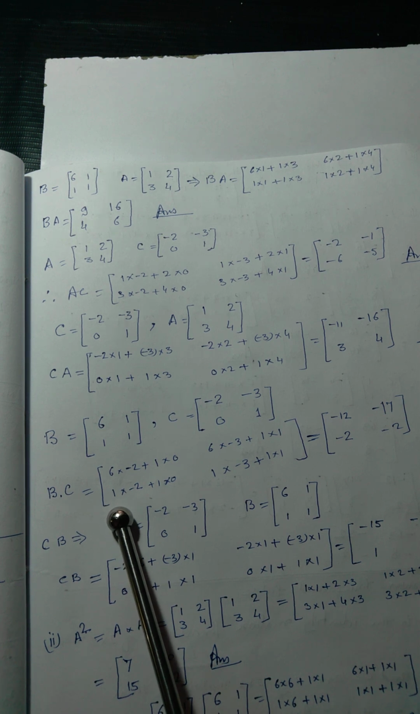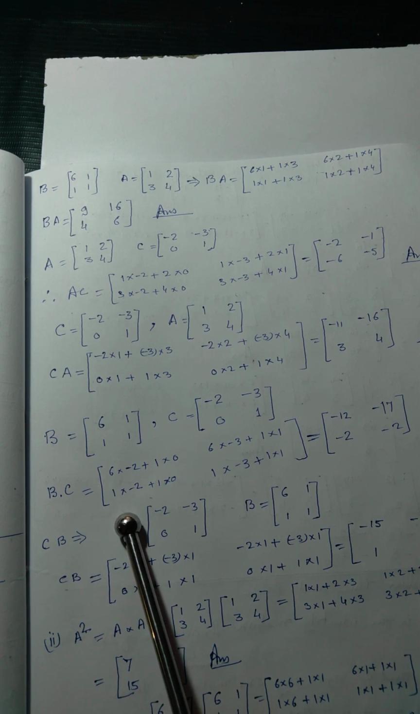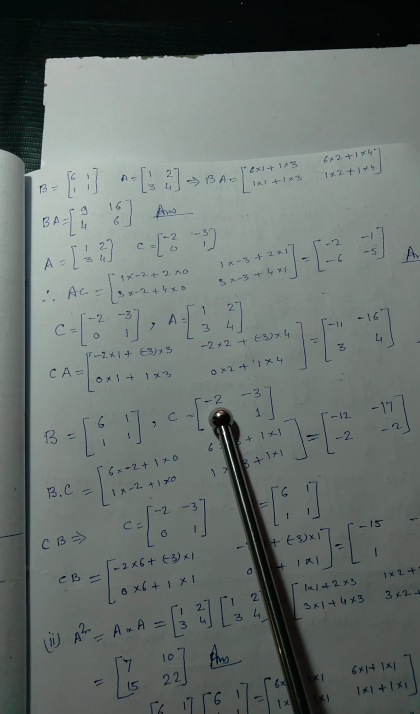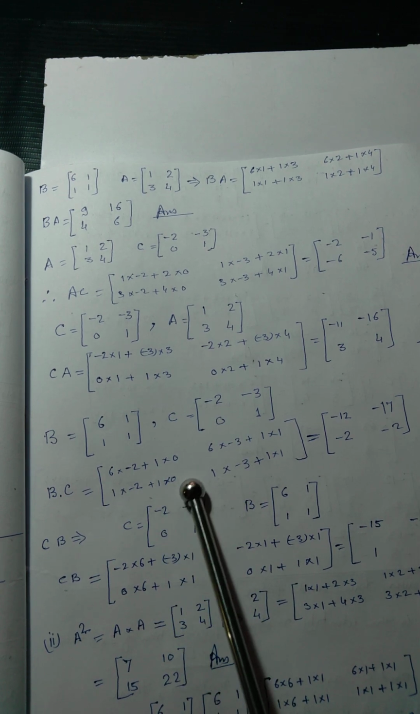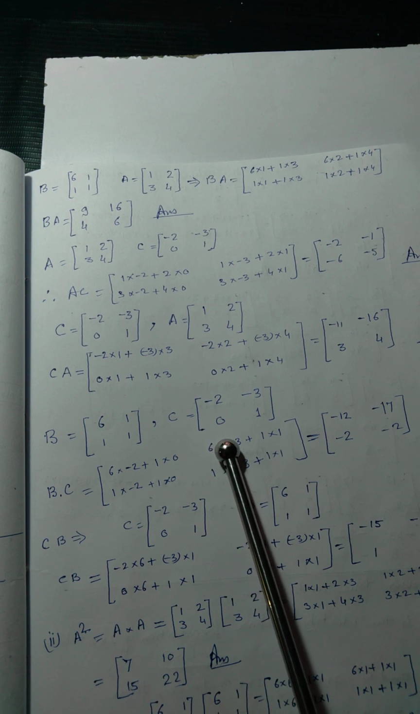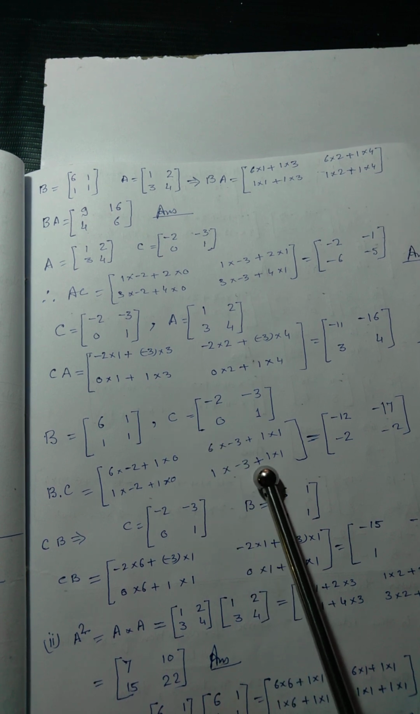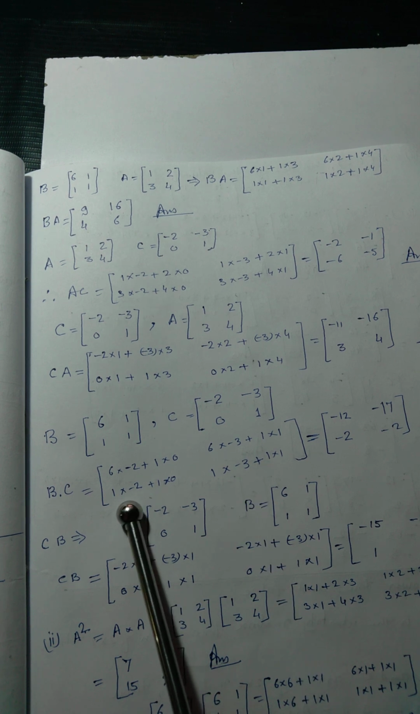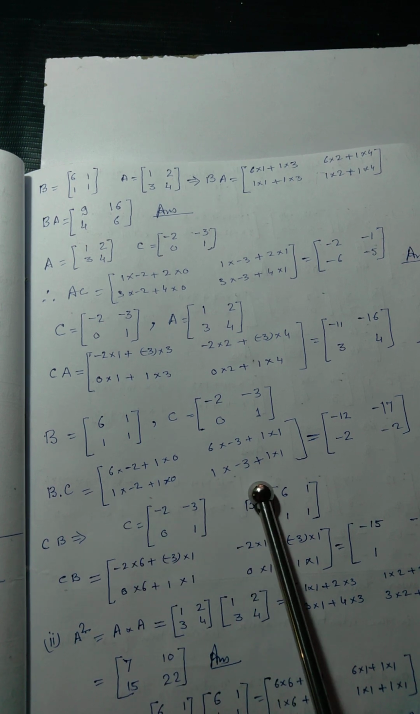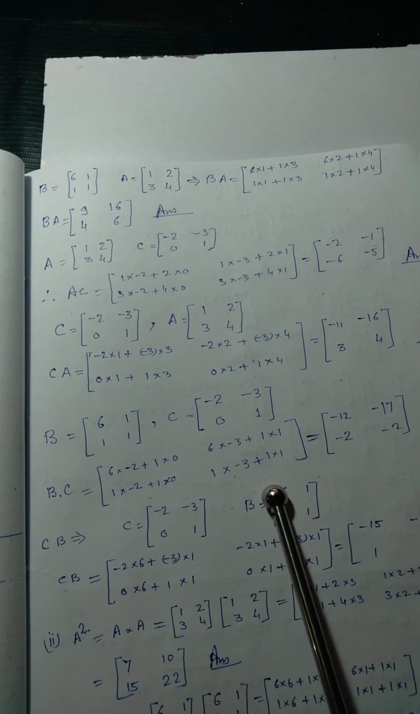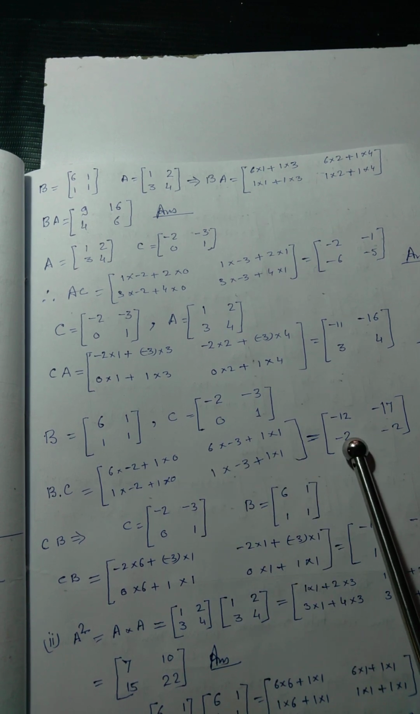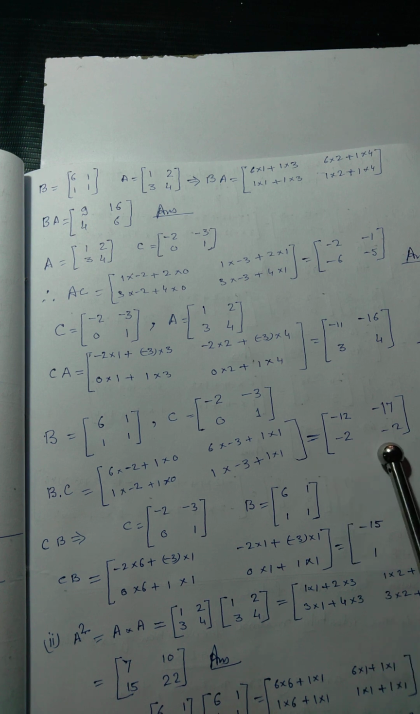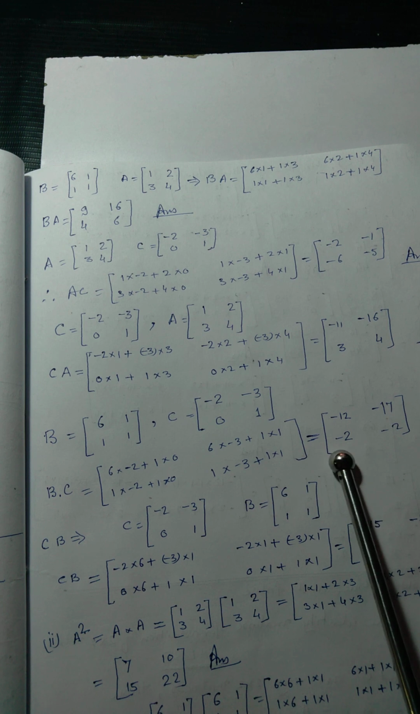Now for the next row, 1 into minus 2 plus 1 into 0 plus 1 into 0. Again for this next element, you see 1 into minus 3 plus 1 into 1. Solve it, you will get minus 12, minus 17, minus 2, minus 2. And this will be your answer.